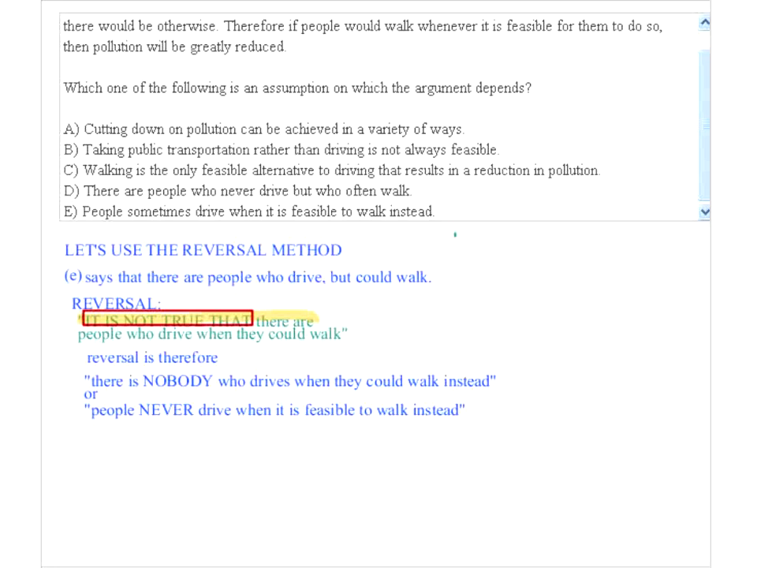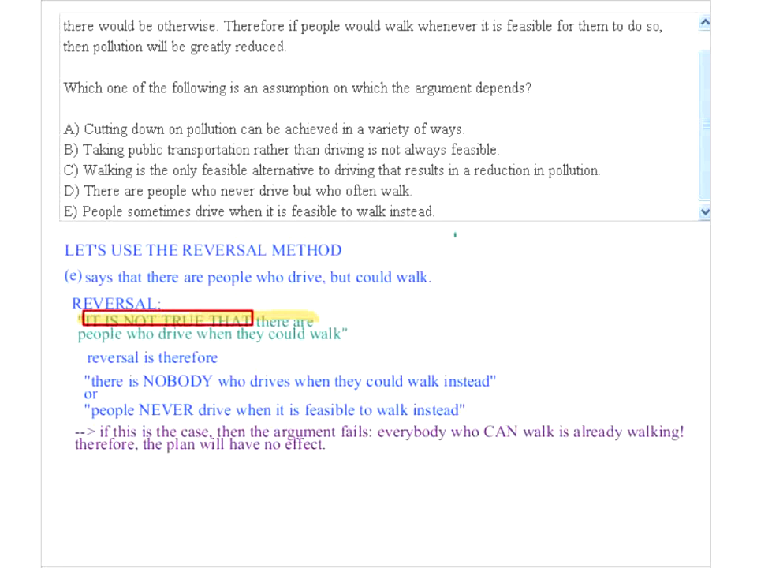If that's true, let's see how this affects the argument. If there's nobody out there who drives, if they could just walk, then nothing will happen, because everybody who would walk is already walking. So if this is the case, then the argument fails, because everybody who can walk is already walking. Therefore, the plan will have no effect. So since the argument fails, this must be the correct answer.